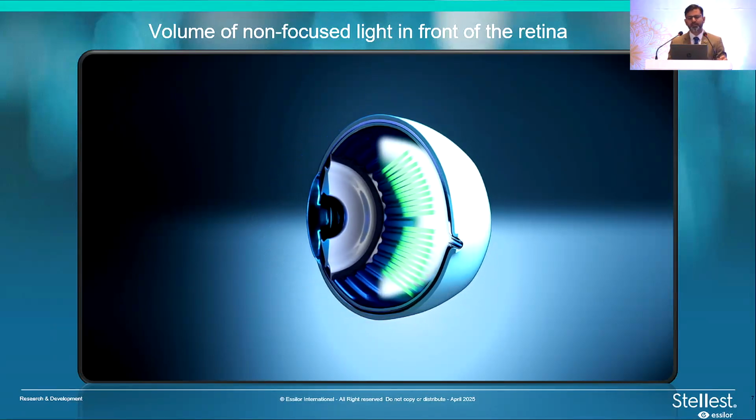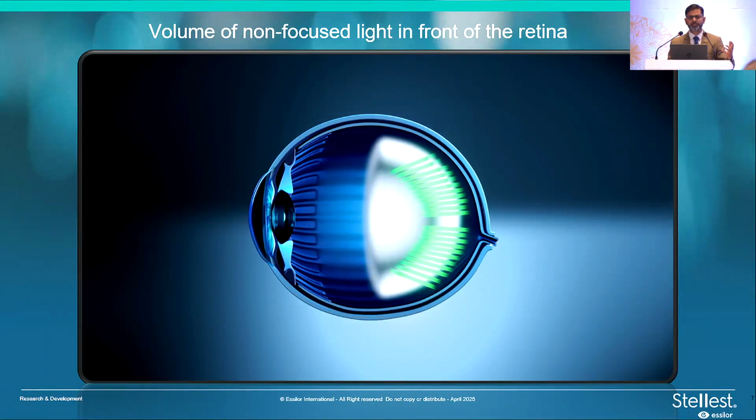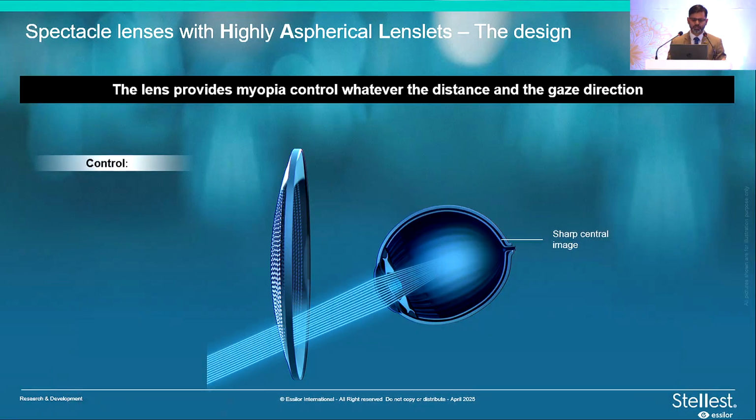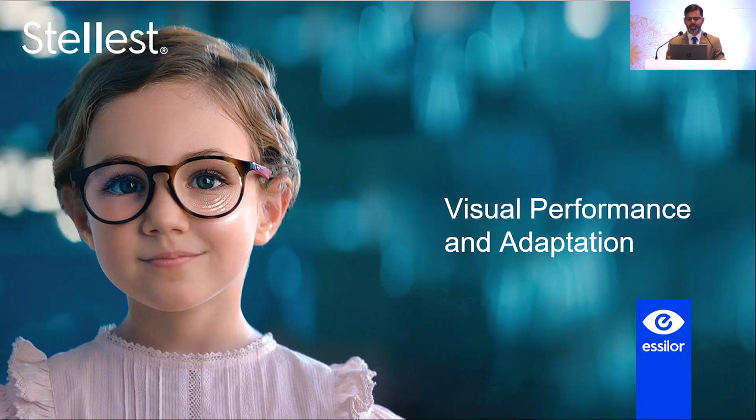Because of the design, you have around 40% treatment zone and 60% correction zone. So it doesn't matter what your gaze is, you are going to get a sharp central image, and you are going to get a very good signal of volume of myopic defocus. That is a signal to stop the progression of axial length, and thus helps in controlling the progression of myopia.